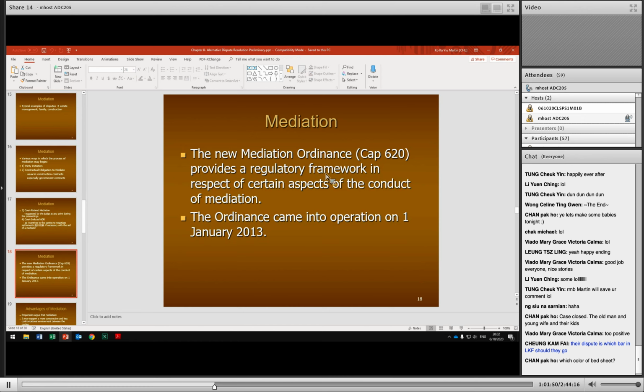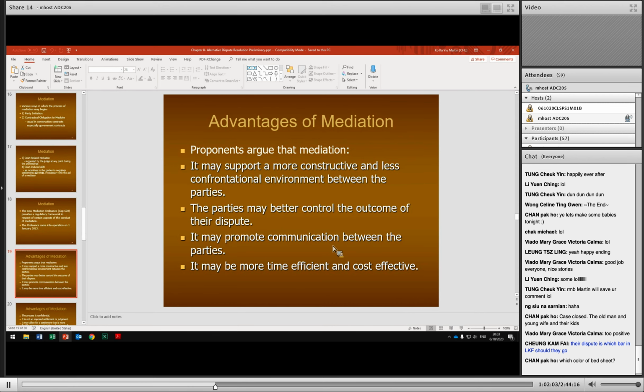So the new Mediation Ordinance provides a regulatory framework in respect of certain aspects of the conduct of mediation. The ordinance came into operation on 1st of January 2013. As a summary, we can find the advantages of mediation for the proponents. They argue that mediation may support a more constructive and less confrontational environment between the parties. Because in litigation, the party has to instruct the lawyer to pass the message to the lawyer of the other party. Sometimes the wording used in the letter may be very sensitive or confrontational. Sometimes it will offend the other party very easily, especially as lawyers use a lot of legal jargon. So by doing so, usually the other party, after he has read the letter from the other side, may feel more angry. He may be offended, and so the environment is not so good.